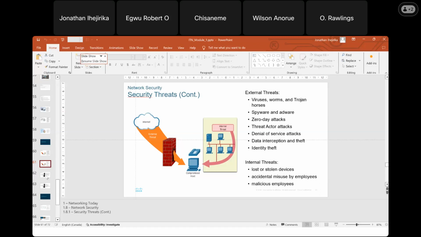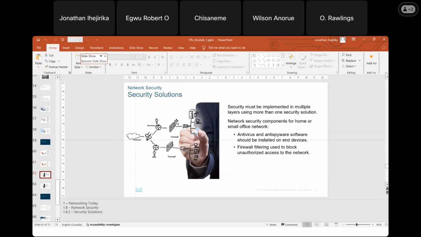So those are the network security threats that we have. And what are the solutions now? Security must be implemented in multiple layers, using more than one security solution. And what will the network security components for a home or small office network be?